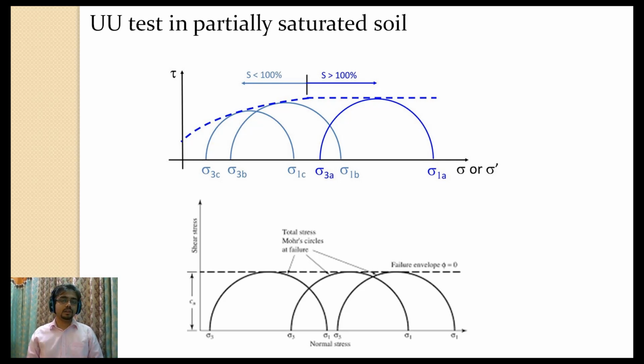So I think this particular topic is clear to you. That is the UU test results in partially saturated soil. For any other triaxial test, that is the CU test, CD test, we need to have a fully saturated soil sample. Okay, the next important topic, the next important discussion will be on the PQ plot.